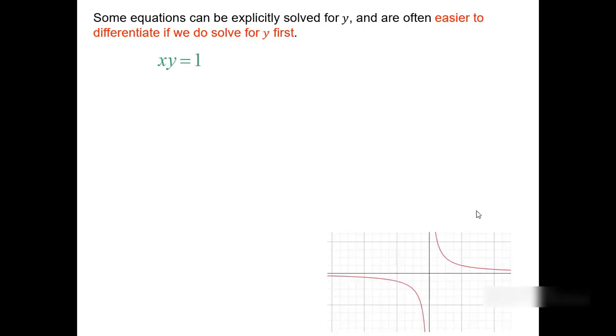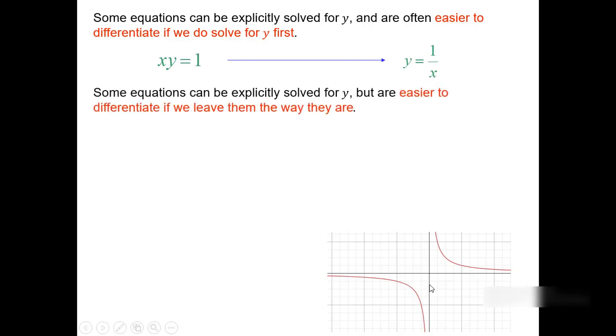So some equations can be explicitly solved for y, and are often easier to differentiate if we do solve for y first. For instance, this equation right here. y is not alone. But if I were to divide both sides by x, we find that y is equal to 1 over x, and we can now differentiate that by using the power rule. But notice as well that this equation represents a function, since every input gives me exactly one output. But what about this equation right here?